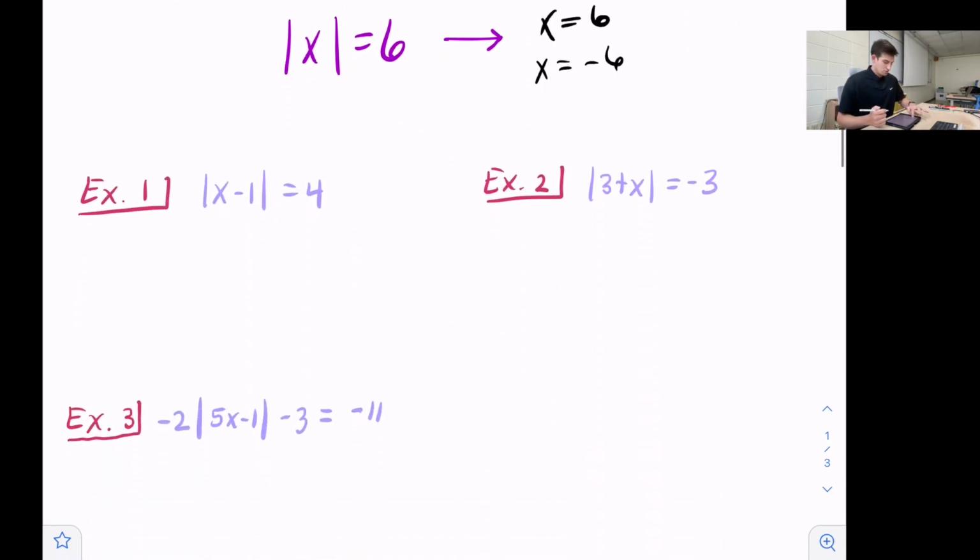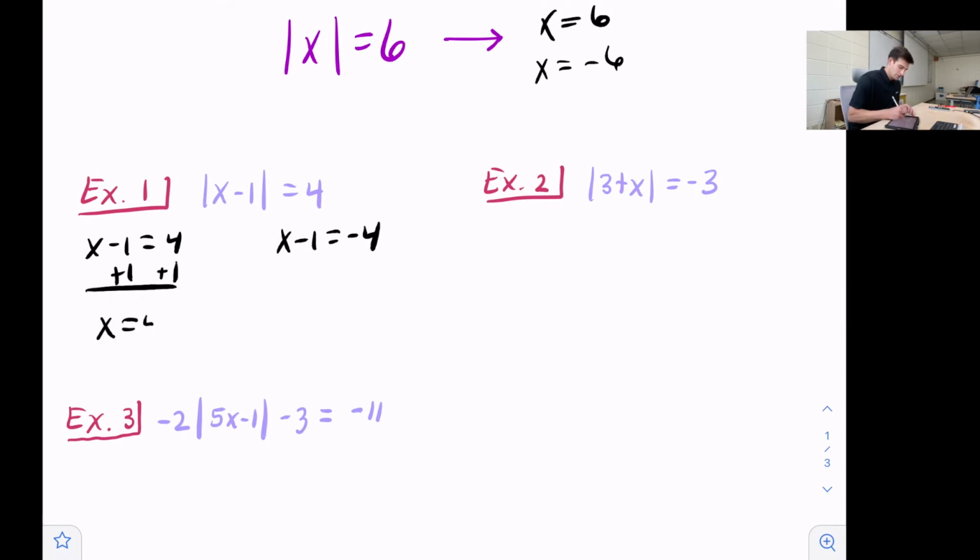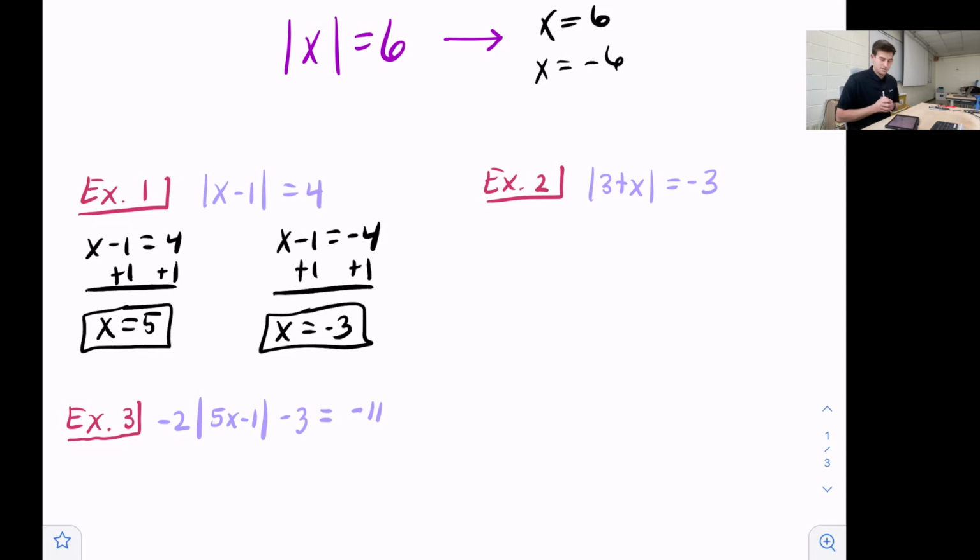Example number 1 says absolute value of x minus 1 equals 4. So x minus 1 could be 4, or x minus 1 could be negative 4. And we just solve for x. We add 1, and x could be 5. We add 1, and x could be negative 3. So those are our two solution options.